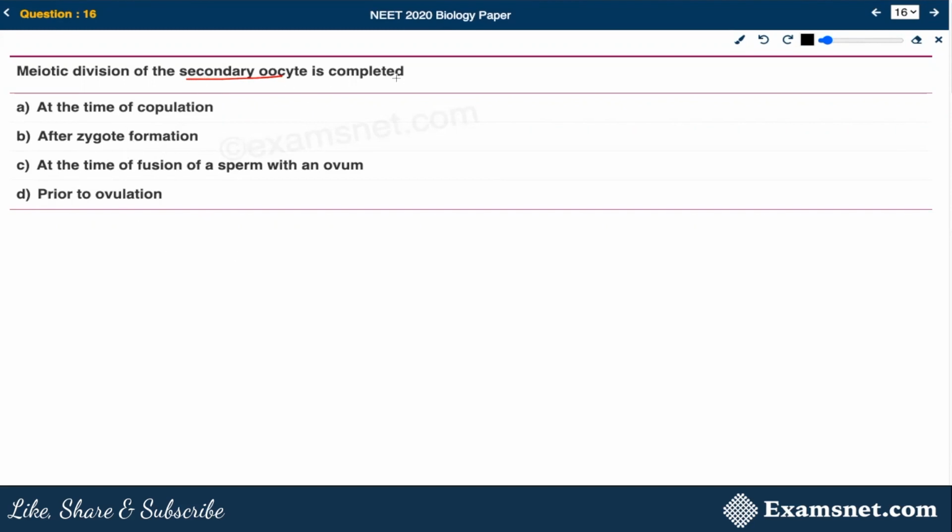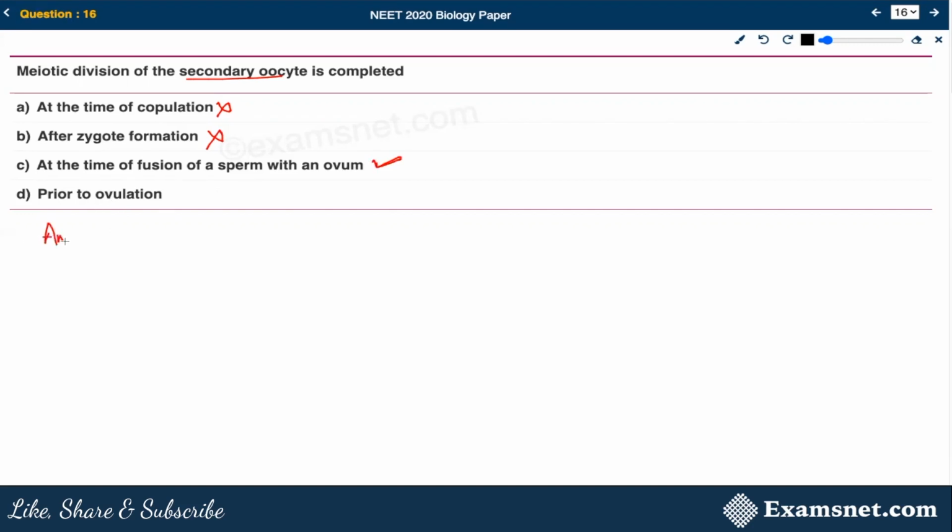And so if we just look into the options, it says that it is completed at the time of copulation. So no, this is not an option. After the formation of zygote. No, because this is the fertilization. That means after fertilization products. So this won't be an option. And at the time of fusion of sperm with an ovum. So this is the correct answer.